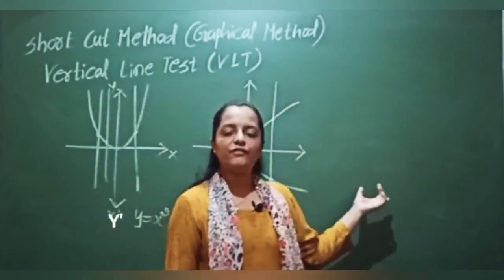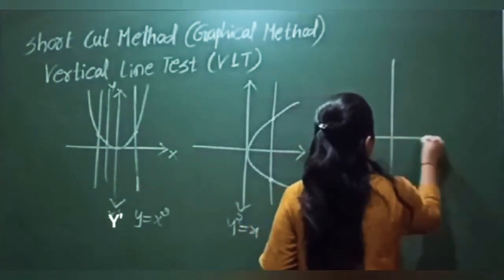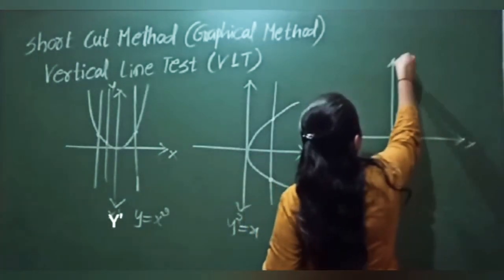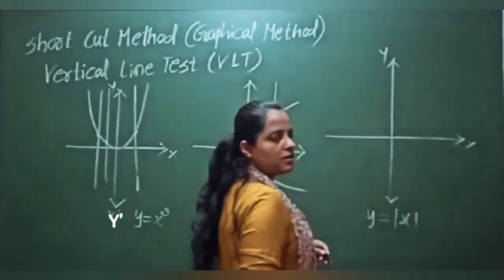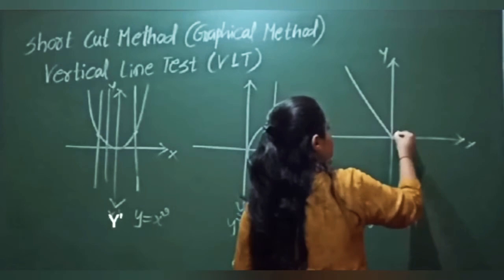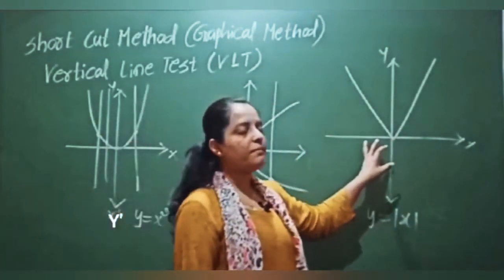Now I will consider the famous V graph, that is the modulus function. And now we'll apply the vertical line test for this. Think y is equals to mod x. Is it a function or not? Okay, y is equals to mod x. You have learned this in the first year itself. This is the famous V graph.